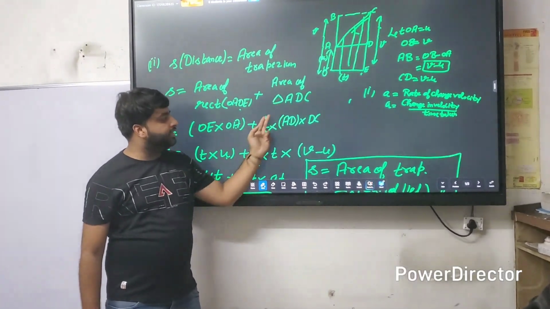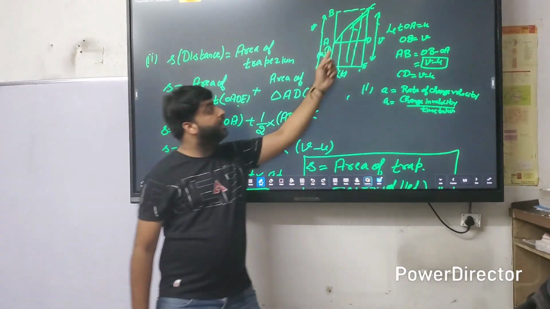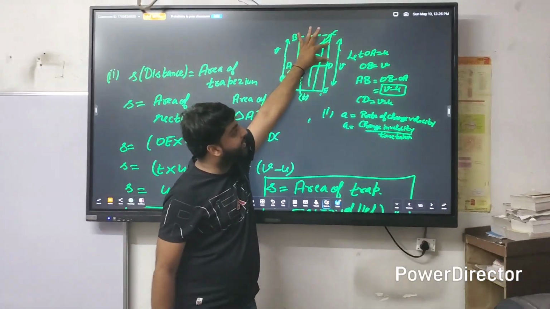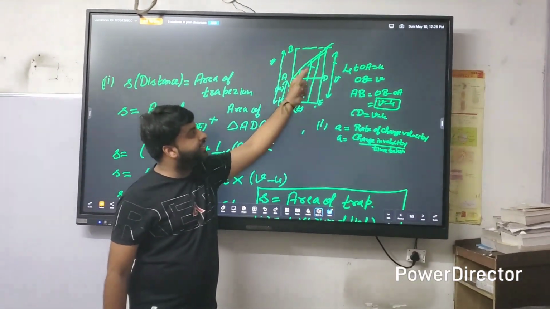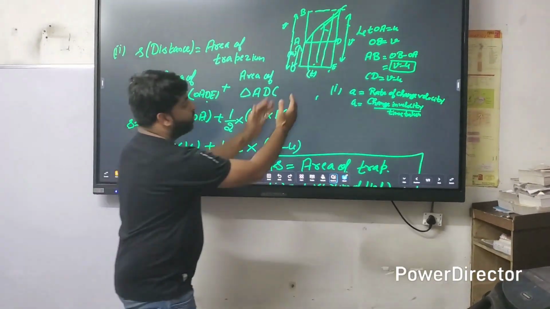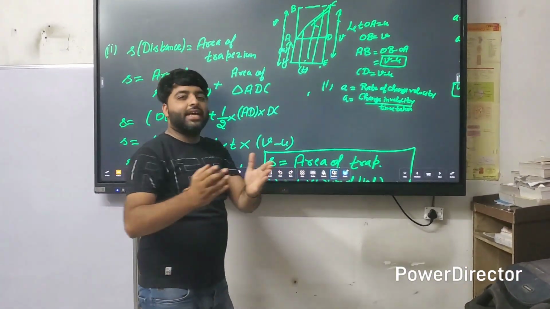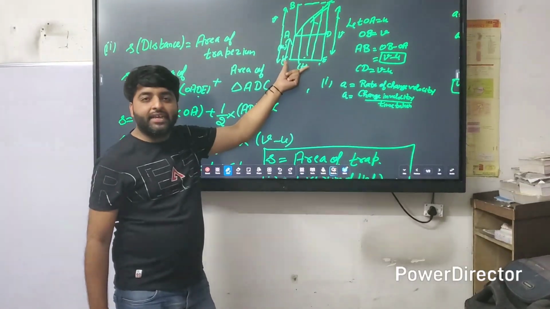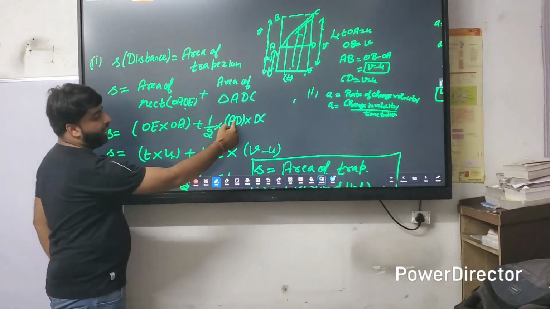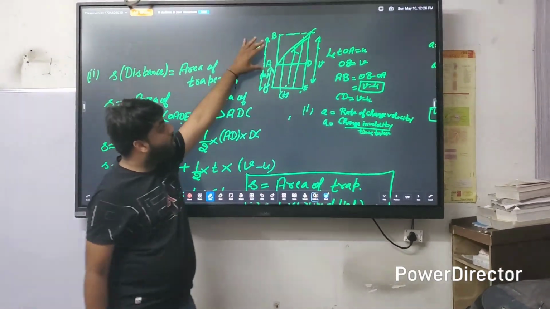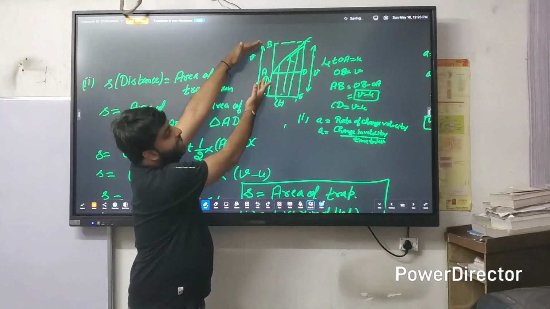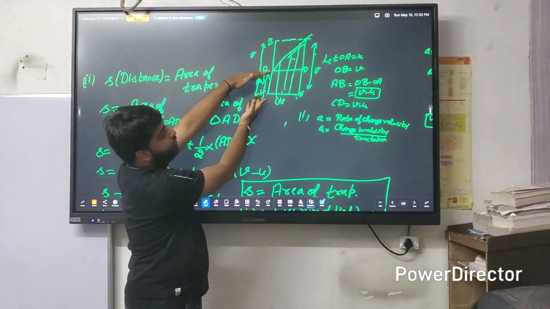And area of triangle is half into base into height. In this triangle, you see this part is base and CD is height. So half into base into height, half into AD into CD. You can see in this rectangle, opposite sides are equal. If OE represents t, then AD also represents t. AB is the difference between OB and OA, means AB is the difference between v and u.